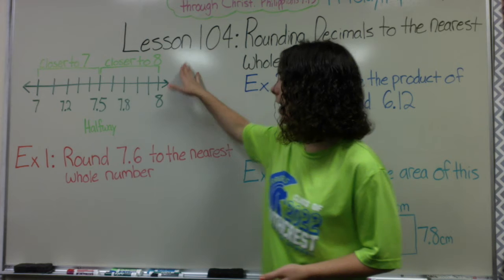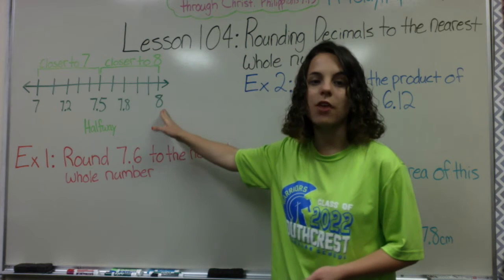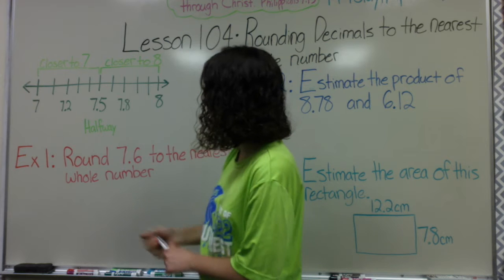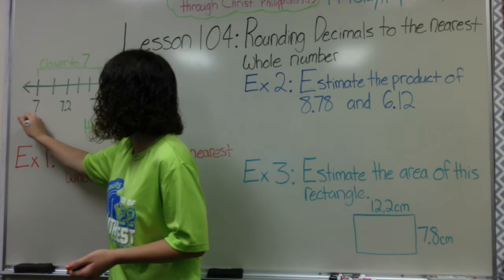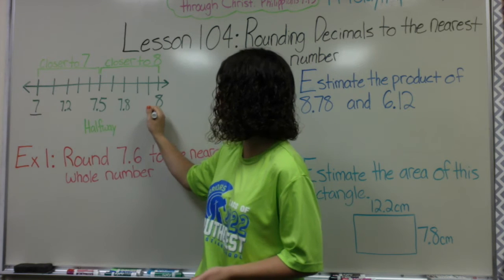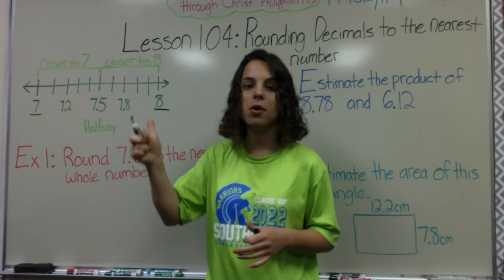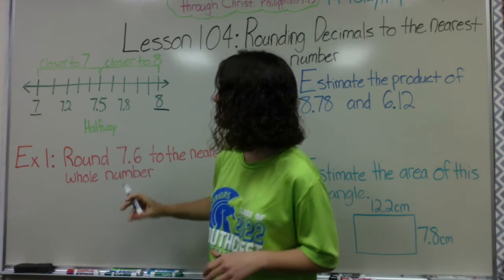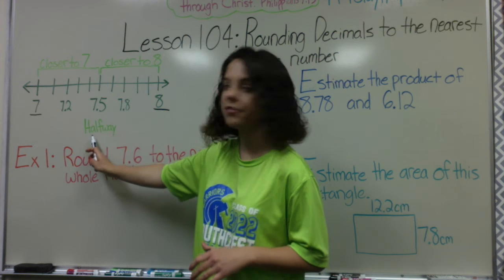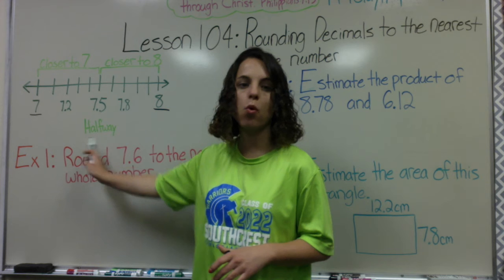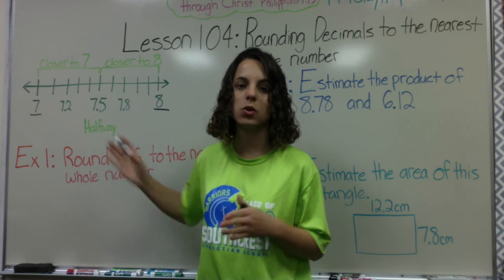Whenever I am rounding a decimal number, it's always helpful to draw a number line. I'm drawing the number line between my two whole numbers. Those are the only two whole numbers I need on the number line, because I need to know whether I'm rounding up or rounding down. So if I have 7 5/10, that's my halfway point. So 7 5/10 is always halfway.